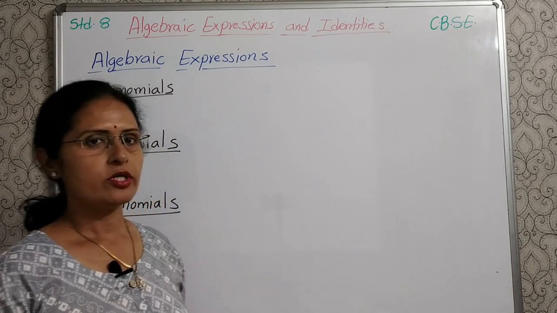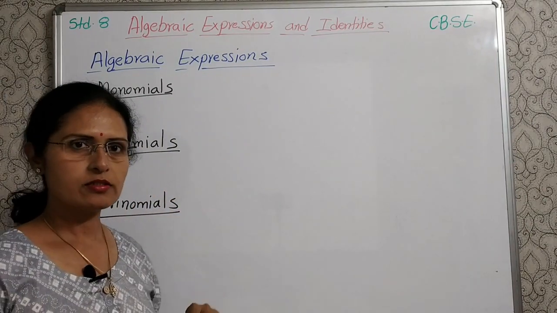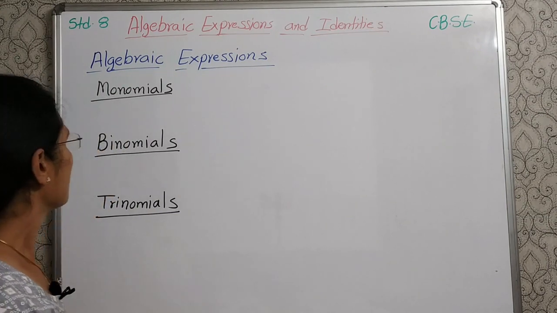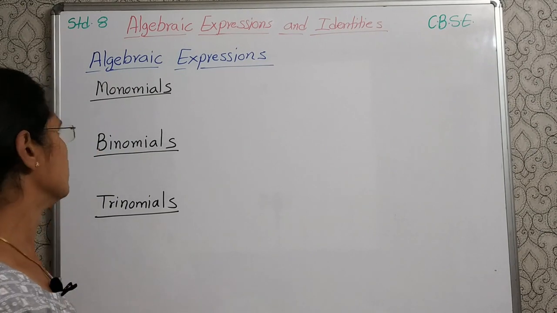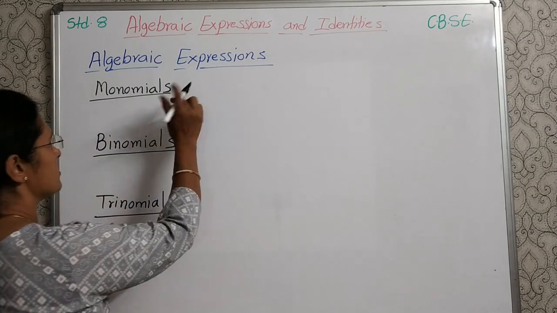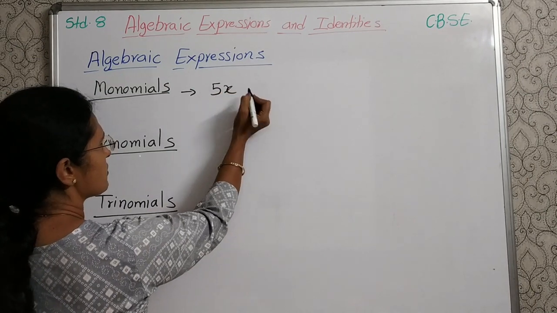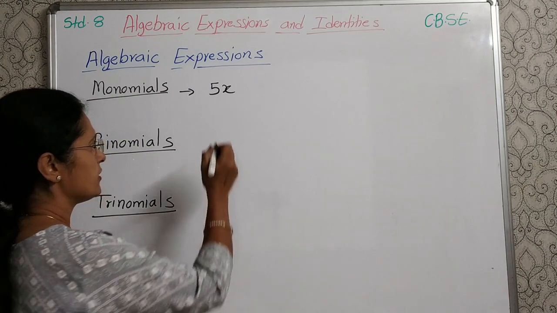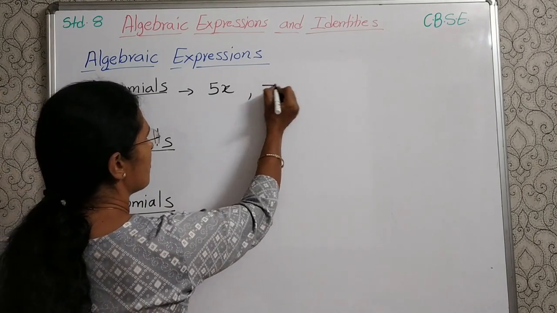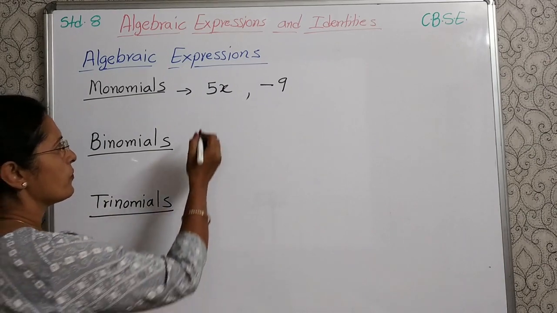Let us see what are monomials, binomials, trinomials, polynomials. See, the algebraic expressions containing only one term are called monomials. Example, 5x, this is a monomial because only one term is there. Even minus 9, this is also a monomial.